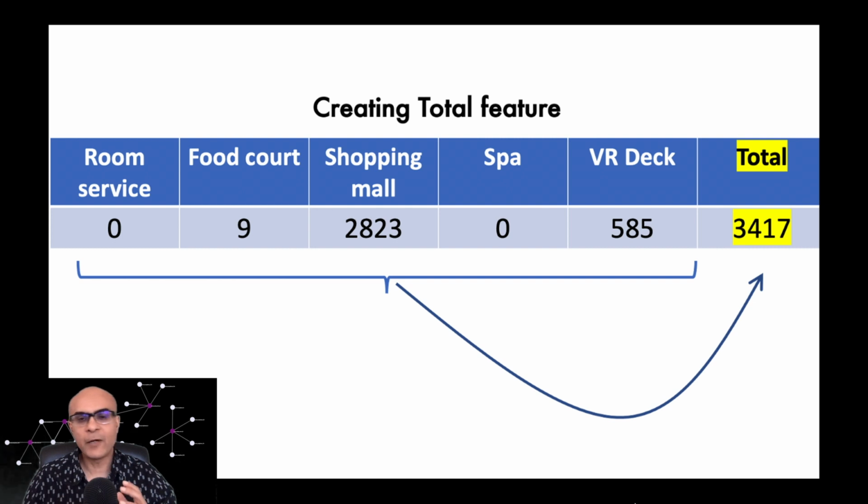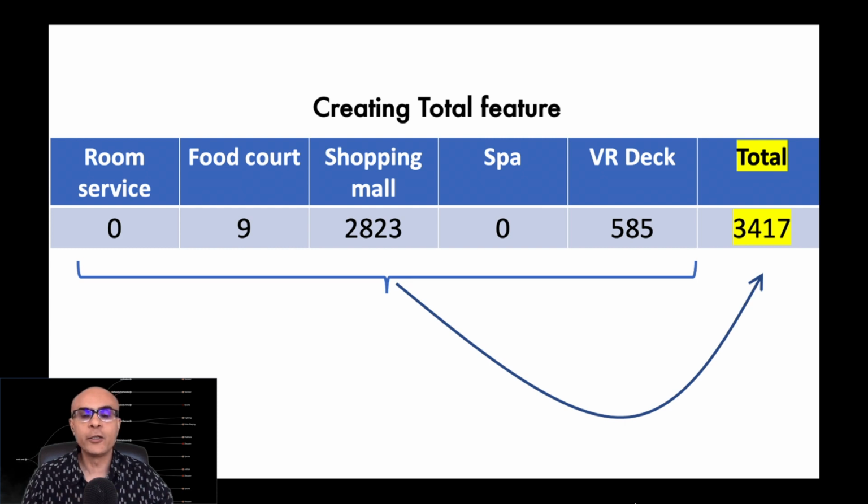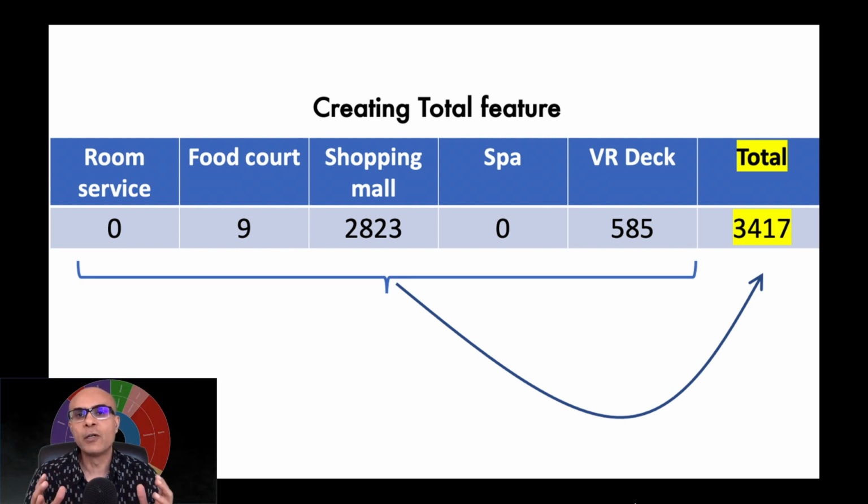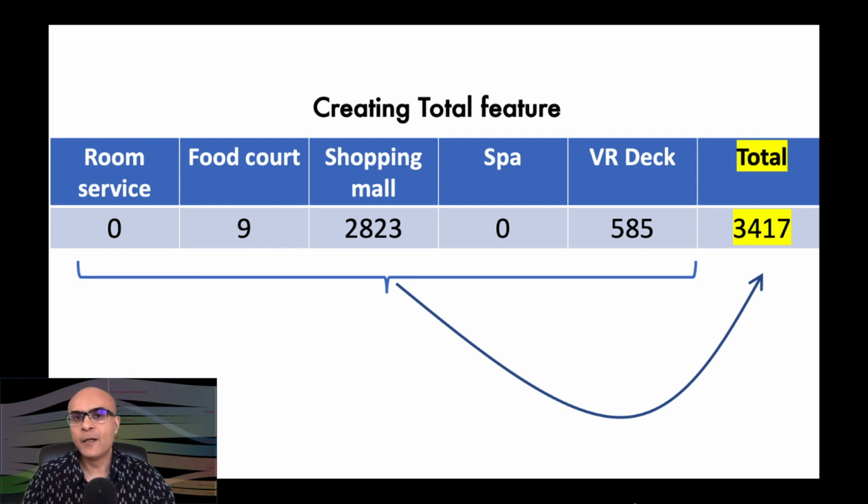The second place where we can apply feature engineering is on the numerical fields. All these numerical fields represent a good opportunity to create a total field which will reflect the total charges for a passenger. And the total field goes a long way to beat the competition in the Space Titanic problem.